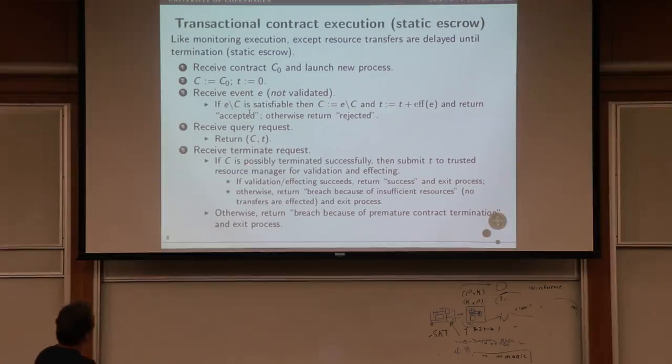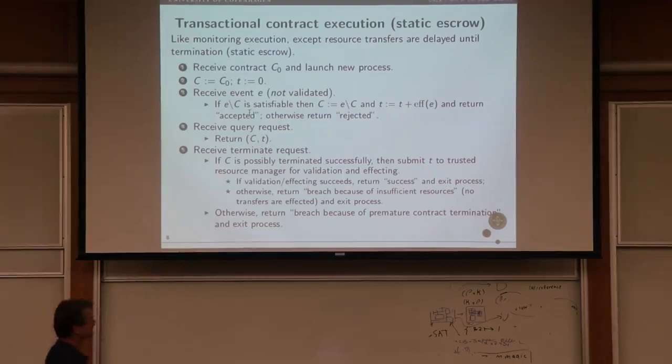But in the case where it's possibly terminated, so epsilon is in the accept set, well then we'll submit T to a trusted resource manager. And remember, that sounds like, oh, which one? It could be a very big one because it could be a collection of resource managers, which I consider a virtual resource manager. So this could be done by doing it transactionally. Then T is submitted to a trusted resource manager for validation and effecting.